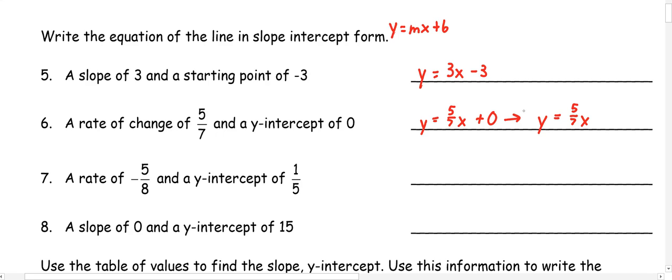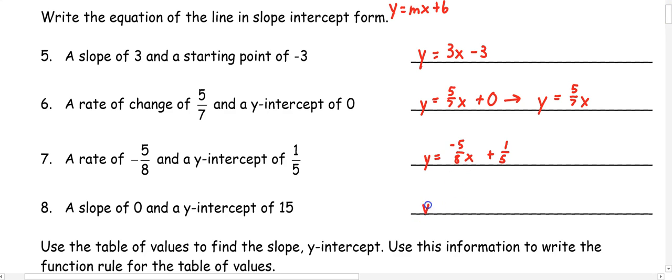Number 7, we have a rate of -5/8 and a y-intercept of 1/5. So we would have y equals -5/8x, because our rate goes in front of the x, plus 1/5, because sometimes our y-intercept might be a fraction. In number 8, we have a slope of 0 and a y-intercept of 15. So we have y equals 0x plus 15. Remember that 0 times x is just 0, so we're left with y equals 15.